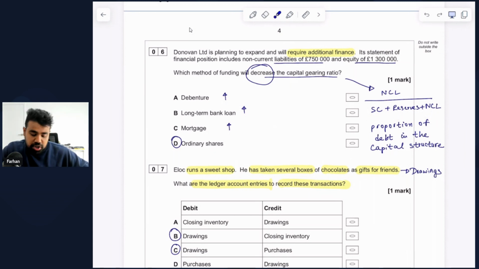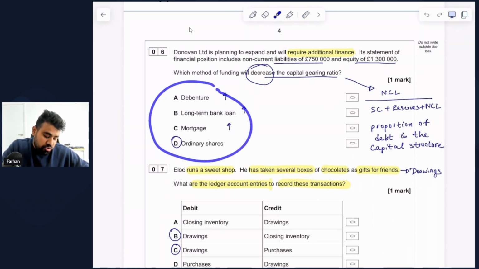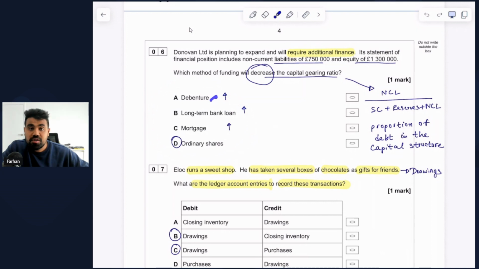Now, the capital gearing ratio is a measurement of the proportion of debt that is available in the capital structure. The question explicitly asked us to find which of these options given here decreases the overall capital gearing ratio. So we're going to start with the first option, which is debenture. Now, debenture is basically a long-term loan which is of a significant value that is given to a company. So debenture refers to debt. So debenture is part of the non-current liability.